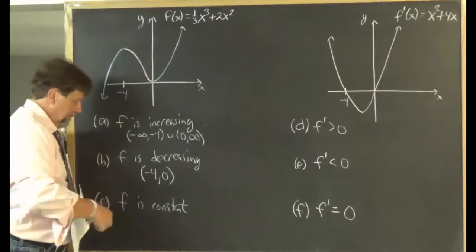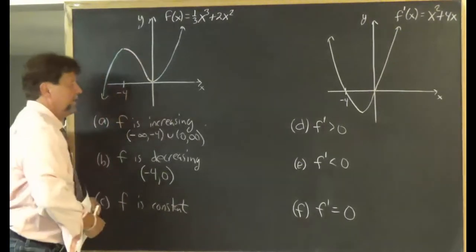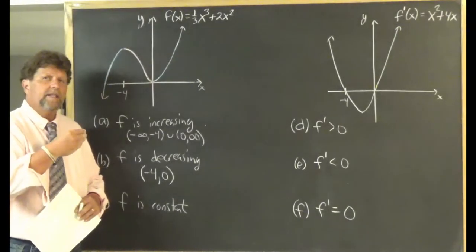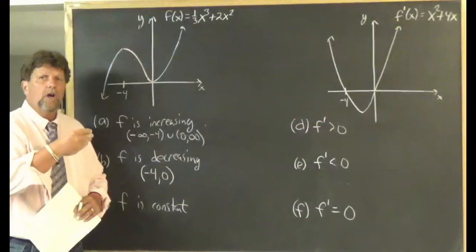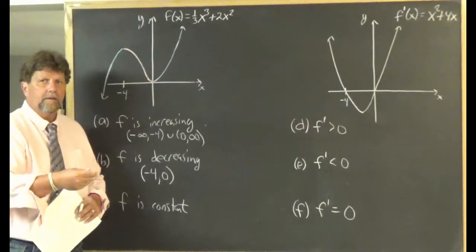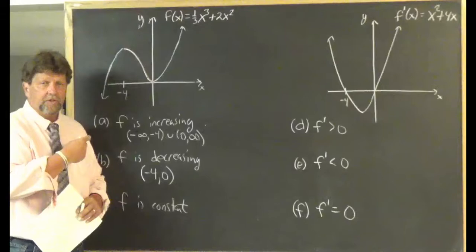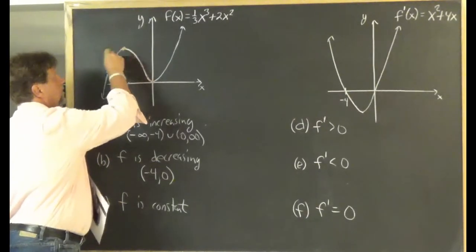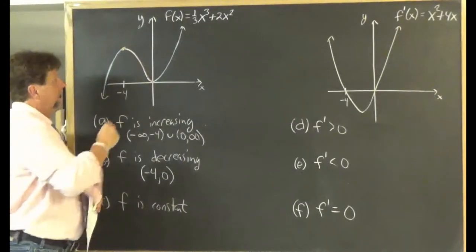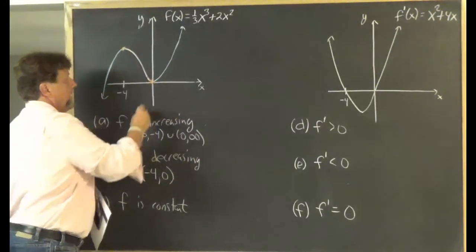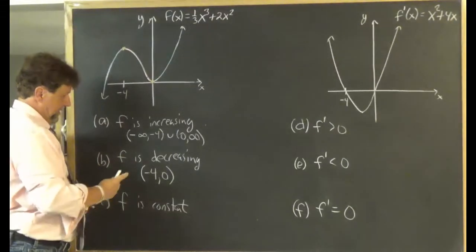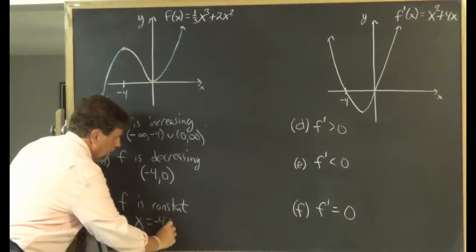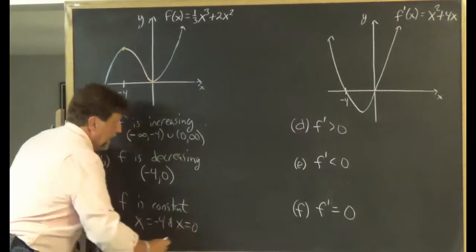Then where is the function constant? It will be constant at the values of x where it is neither increasing nor decreasing. For this function, that occurs right here at the x value of -4 and right here at the x value of 0. So the function is constant at x equals -4 and at x equals 0.